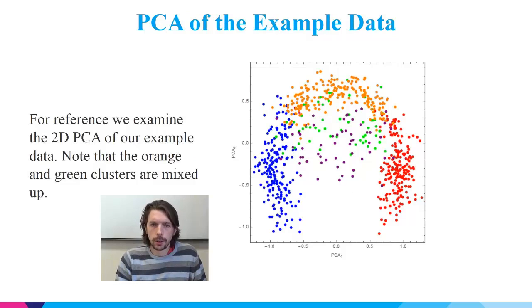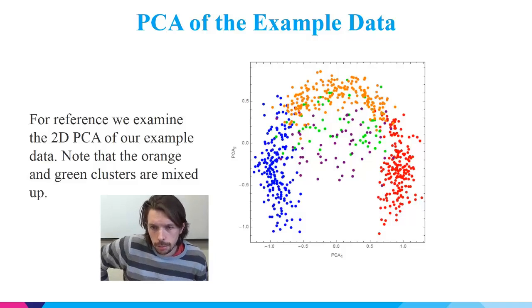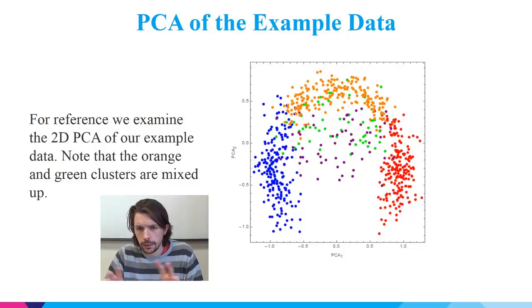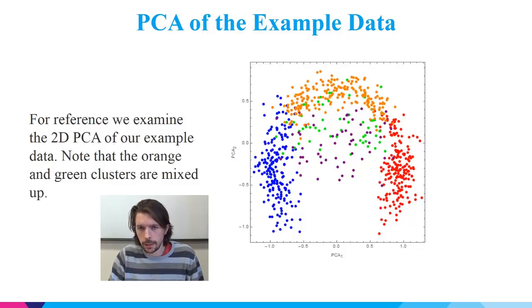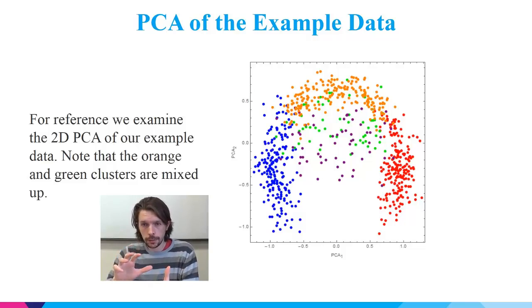Now, just for reference, I'll show you here a principal component analysis plot of our example data. You can see the principal component analysis has done a good job of separating the blue and the red clusters, but the green and the orange are mixed up here. This is presumably because these data points actually fall on a sphere which has been flattened in this analysis, and in the flattening process the orange and the green have been mixed together.